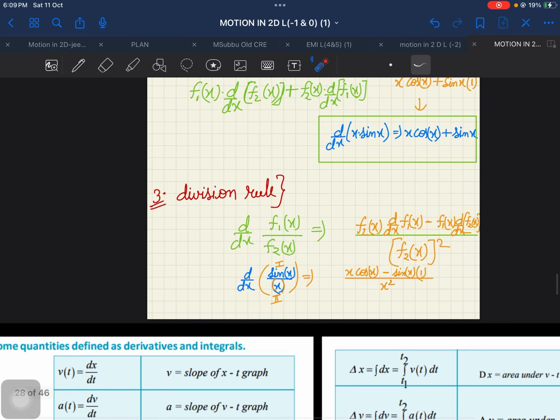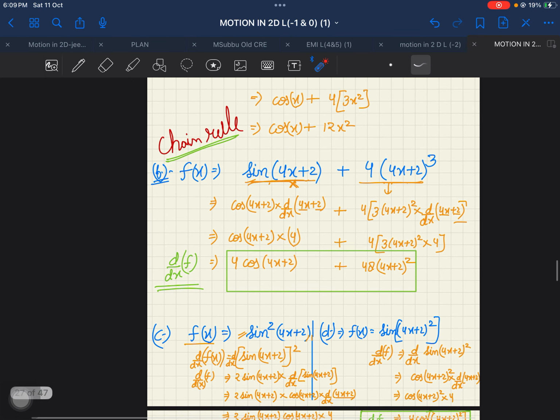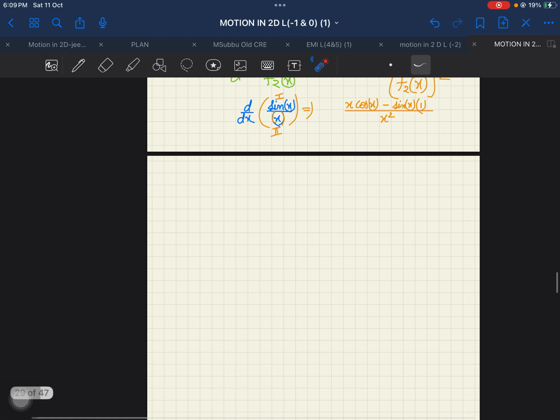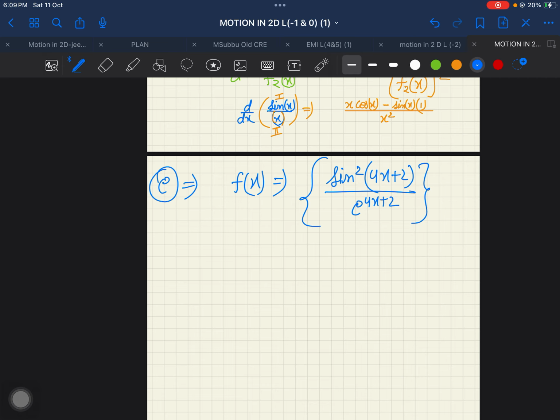I will give you one more example that you have to do in your homework. We will start from that question in the next lecture. Example E: you have to differentiate with respect to x. Your f(x) is sine square of (4x plus 2) divided by e to the power (4x plus 2). This is your function now, and you have to solve it.